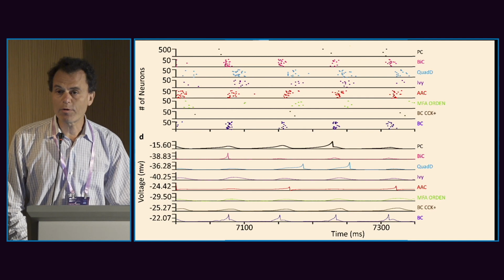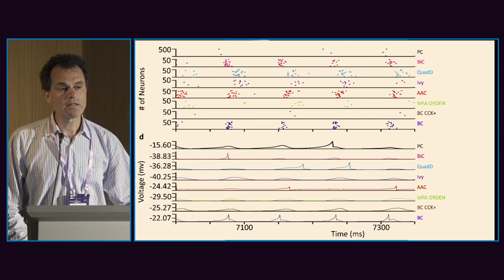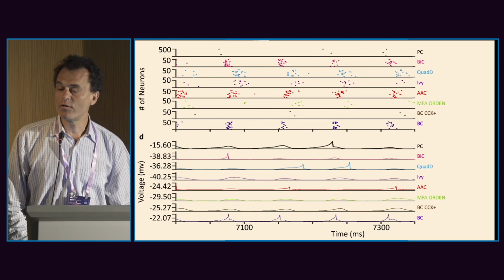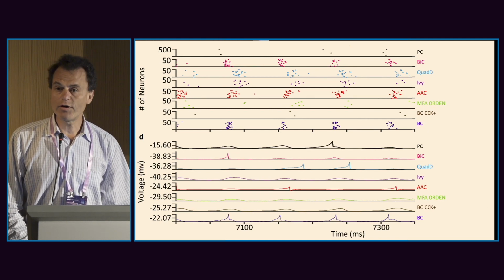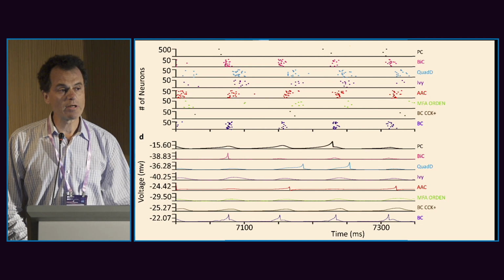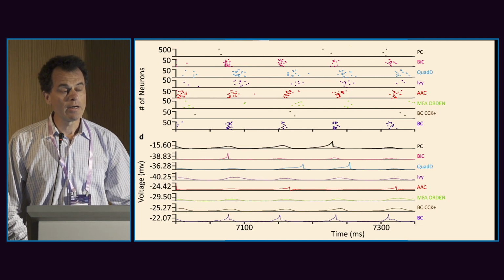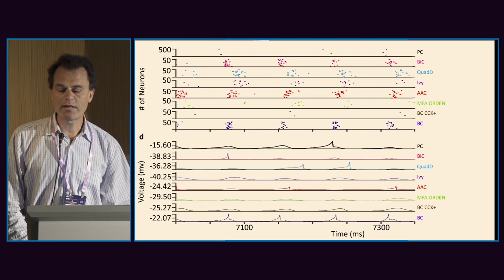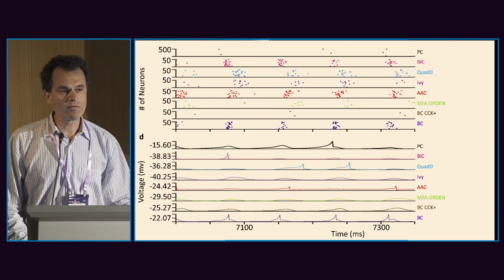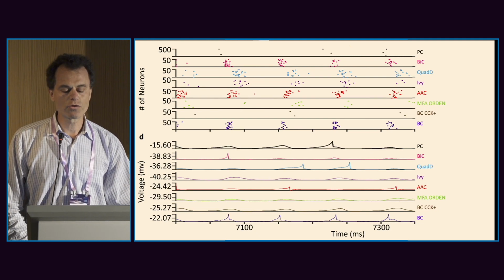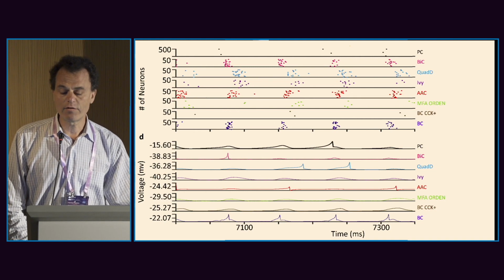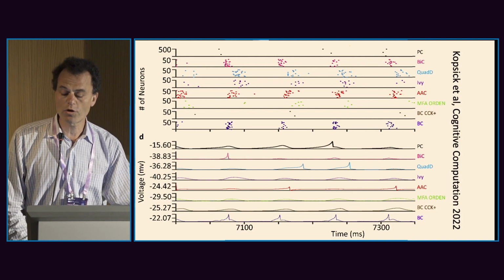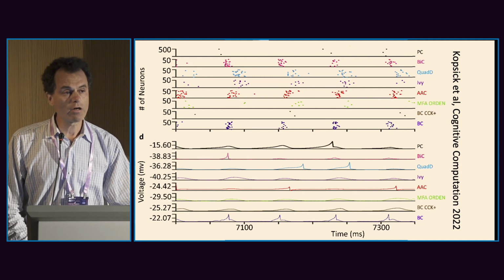Each dot in the upper panel is a spike. And the firing patterns that the neurons go into are reflective of their in vivo patterns. So pyramidal cells have very sparse firing. Basket cells and axo-axonic cells are fast spiking. And the individual voltage traces of those example neurons in this case also are reflective of in vivo activity. And this was work that we published last year in Cognitive Computation.